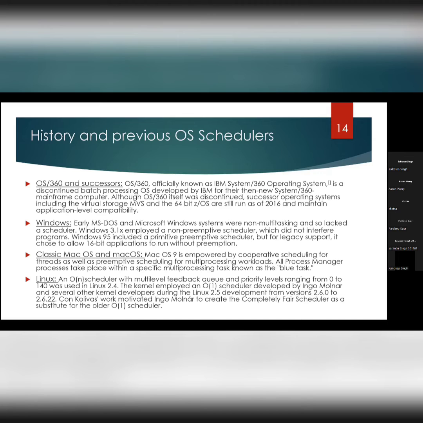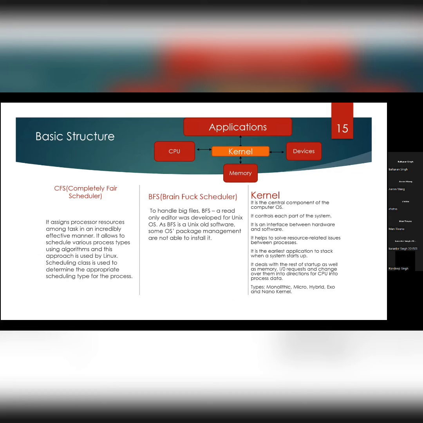Linux. Linux 2.4 used a scheduler with a multi-level feedback queue and priority levels ranging from 0 to 140. The kernel is the heart of the operating system. Basically, it is an interface between the application software and the hardware. It is of 5 types, but mostly the hybrid kernel, which is a combination of microkernel and monolithic kernel, is mostly used nowadays.